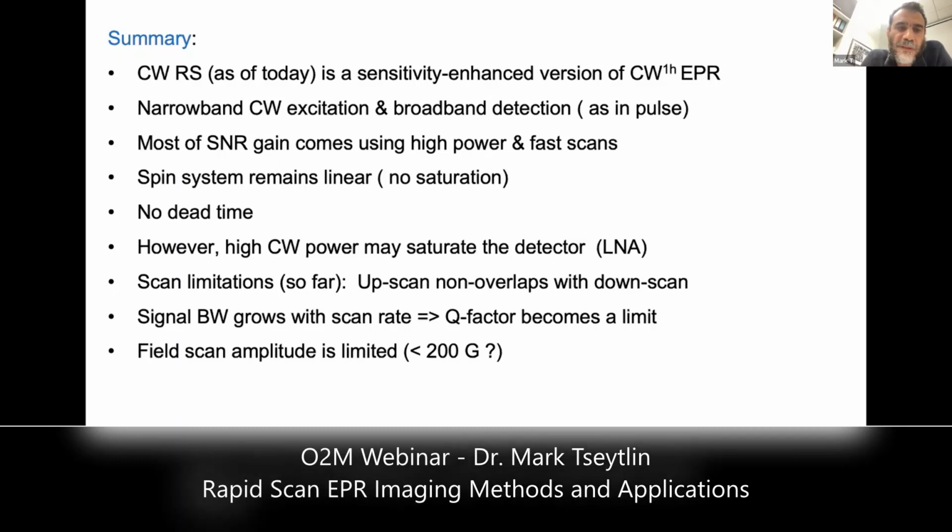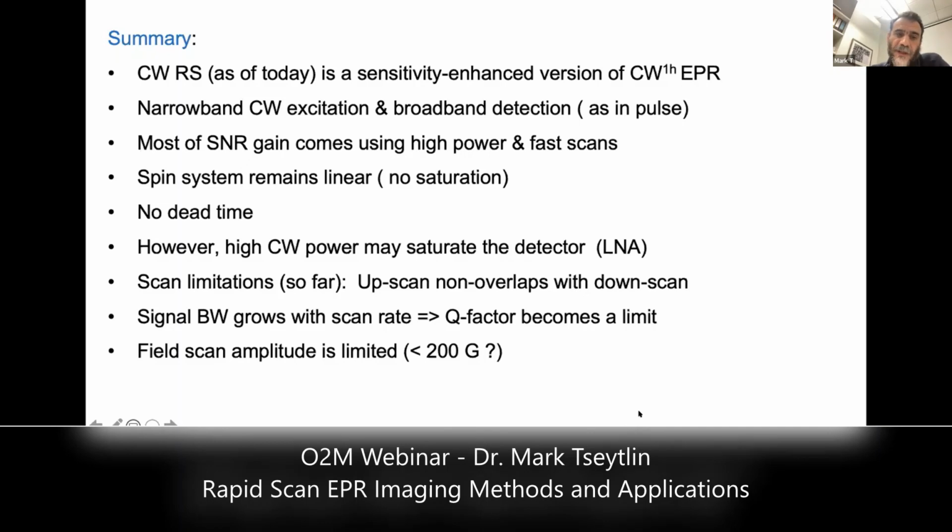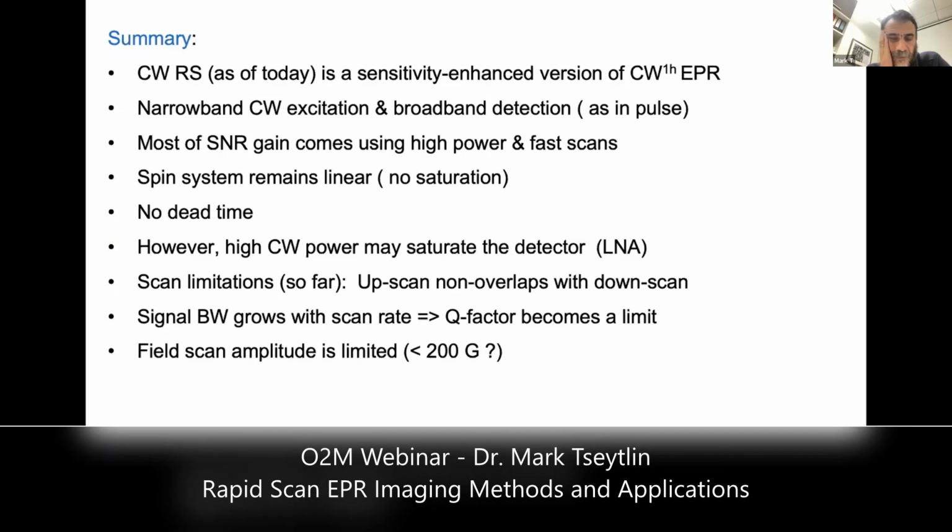So what's important is that the system remains linear even at high powers. There's no dead time compared to pulse, but you need to be careful that your high power saturation may saturate your LNA. But again, for that purpose, you need a really good automated tuning and matching approach or method. There are some limitations to how you can do your scans. I mean, pretty much most of it is described in that review chapter. So if you're interested, you can go over it.